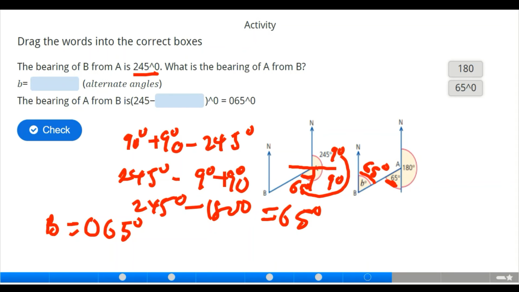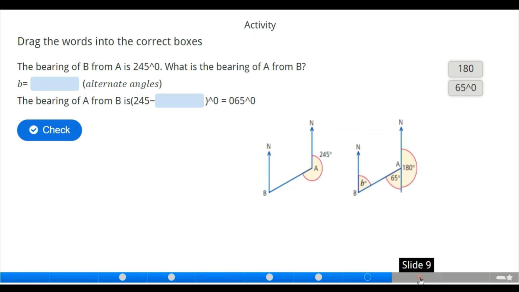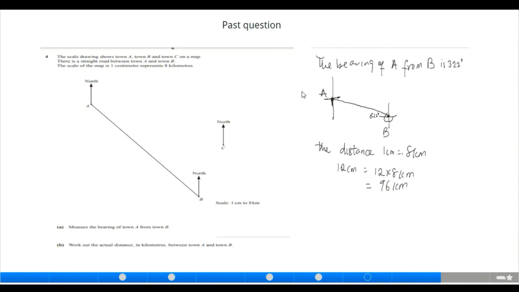Okay, so let's look at the past question that we have in this class. The first one here, let's read through. The scale drawing shows town A, town B, and town C on a map. There is a straight road between town A and town B. The scale of the map is 1 centimeter representing 8 kilometers.